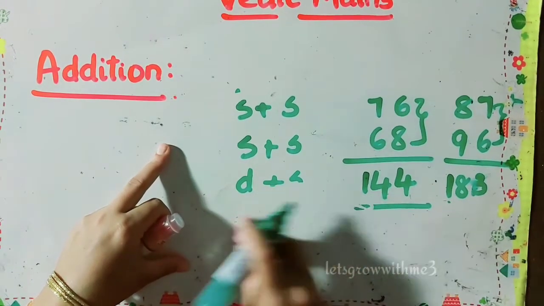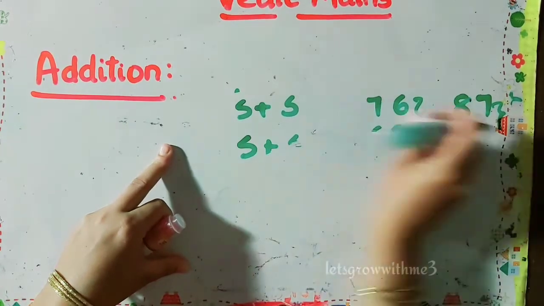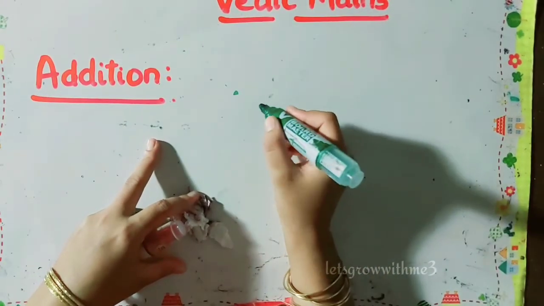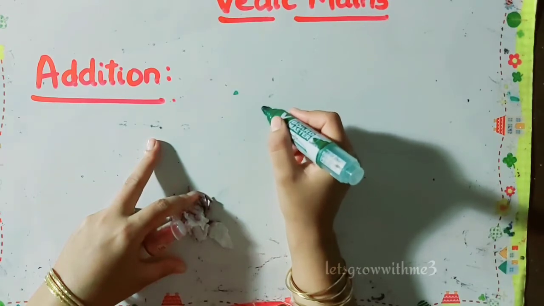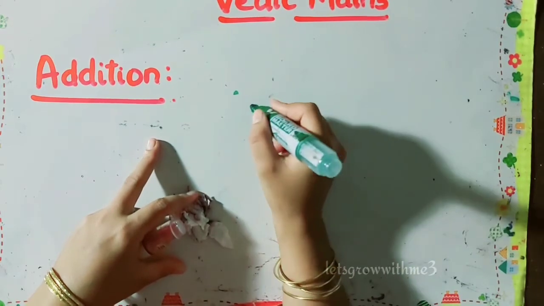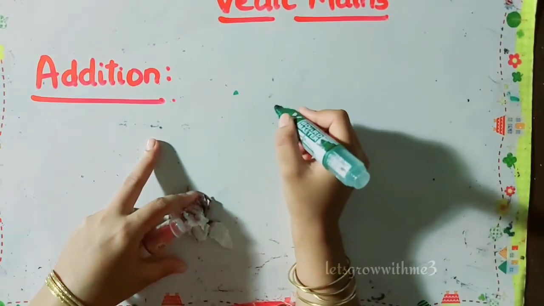So if you observe all the problems, it's very easy to add the two numbers. We just need to check the ones place combination. If it is a carry combination, we just need to add one digit to the tens place. Okay, let's see one more example.